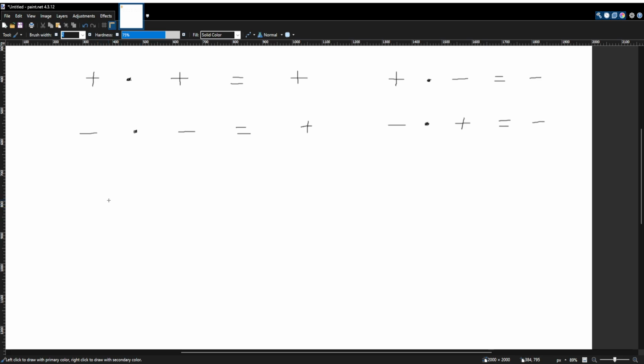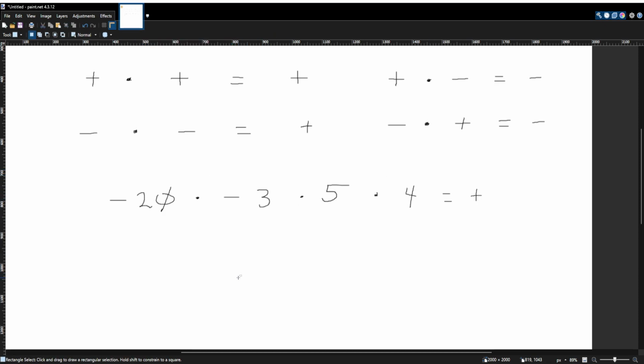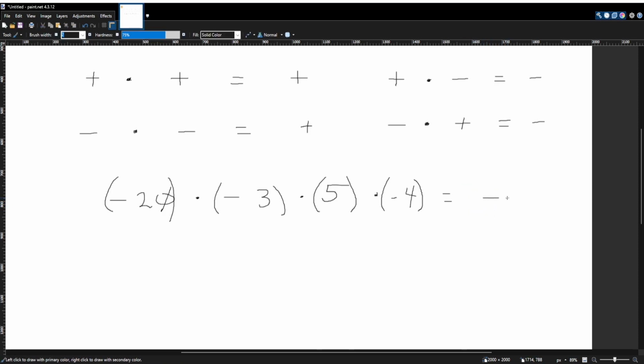And so let's say I had negative 20 times negative 3 times 5 times 4, right? Well, I've got two negatives. So whatever this is, I'm going to get a positive result because an even number of negatives cancels each other out. If this was instead negative 20 times negative 3 times positive 5 times negative 4, then that will give me a negative result.